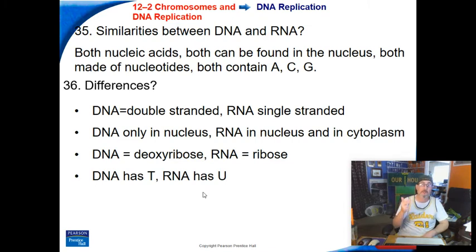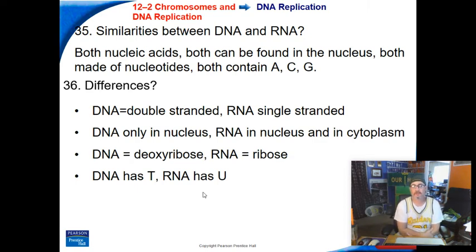Ribosomal RNA is rRNA. Messenger RNA actually gets made in the nucleus, basically uses DNA as a template to take DNA's instructions from the nucleus. It leaves the nucleus through a nuclear pore, and it goes out to the ribosome where proteins are made. So messenger RNA can be found in the nucleus. DNA cannot leave the nucleus. Both are made of nucleotide monomers. They both have adenine, cytosine, and guanine.